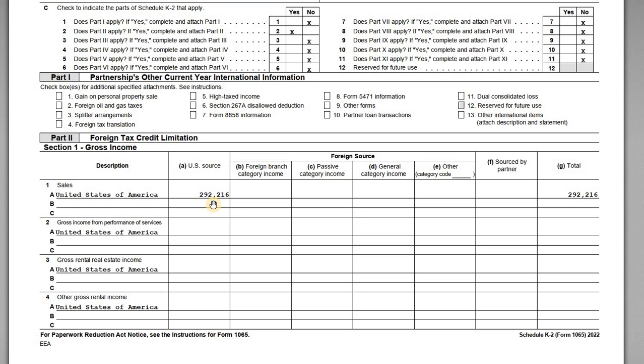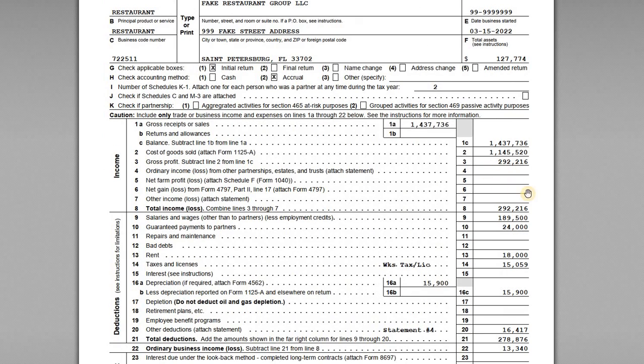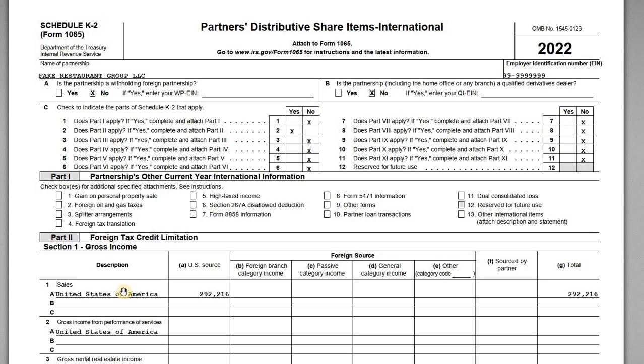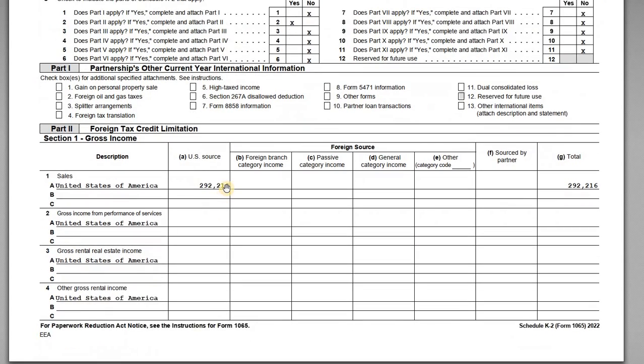Our net sales is $292,216. So how did I get that? Well, net sales or gross income is defined as gross receipts net of cost of goods sold. So the 292,216, if I jump back up to page 1 here, is our gross profit, right? So that's why we're not reporting the total receipts, we're reporting gross profit net of cost of goods sold. So the 292,216 are those gross receipts. So that's why that's being reported there on line 1.